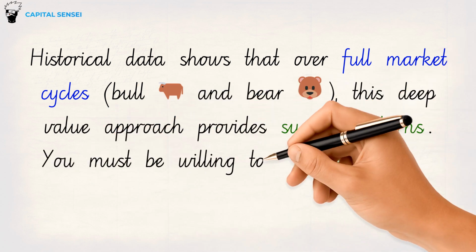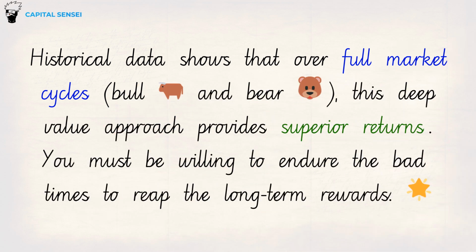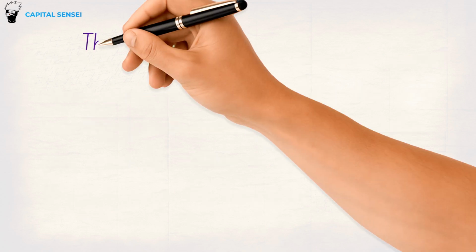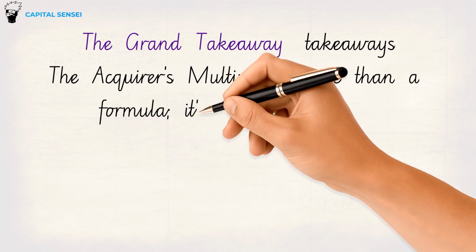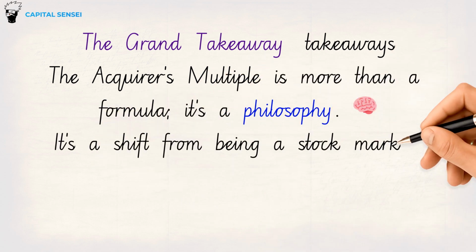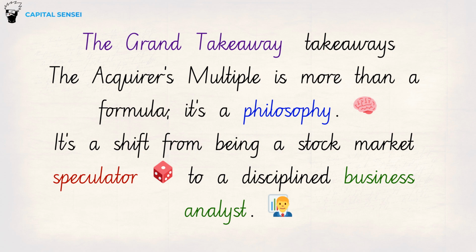The historical data shows that over full market cycles, which include both bull and bear markets, this deep value approach has provided superior returns. But you have to be willing to endure the periods of underperformance to reap the long-term rewards. So what is the grand takeaway here? The acquirer's multiple is more than just a formula. It's a philosophy. It's a shift in perspective from being a stock market speculator, chasing hot trends and narratives, to being a disciplined business analyst.